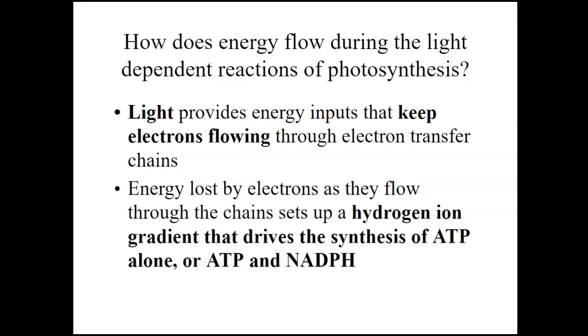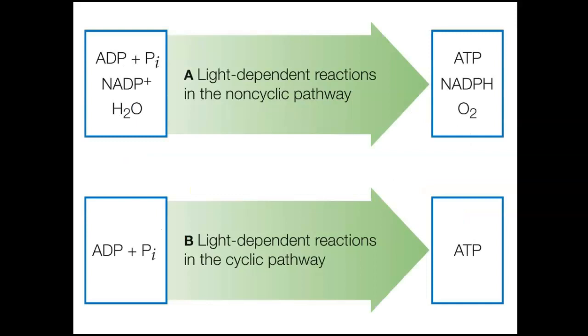We also end up with NADPH formed, and we'll see that again on the diagram that you've seen. But just to clarify, this diagram is in your book, and it just helps remind you of the light-dependent reaction in the non-cyclic pathway. You get ATP, NADPH, and oxygen. The cyclic pathway only forms ATP.